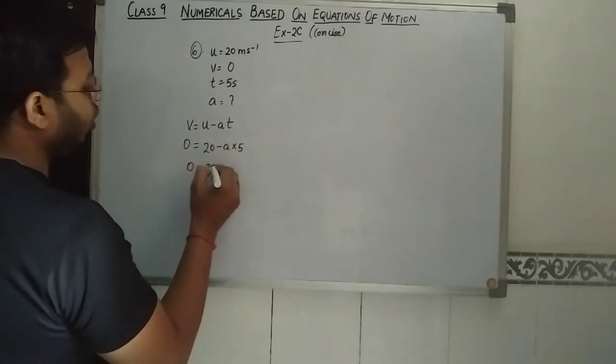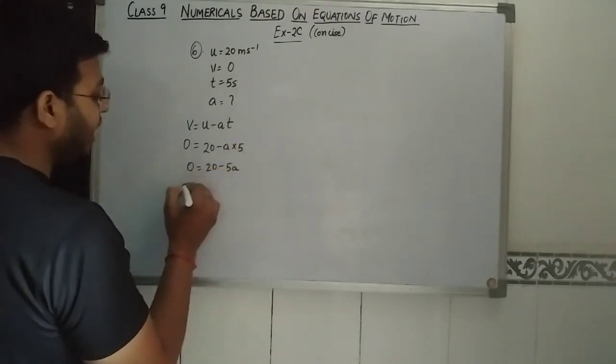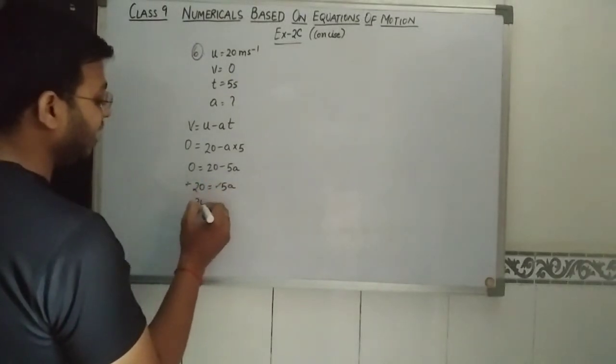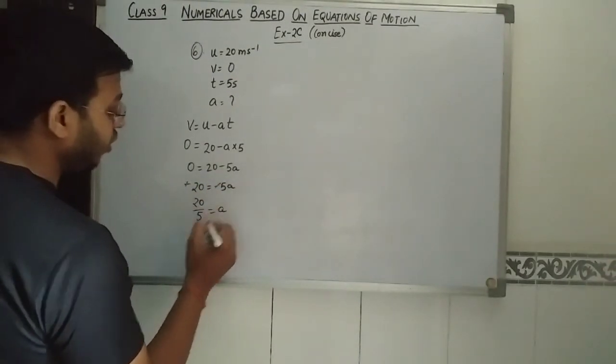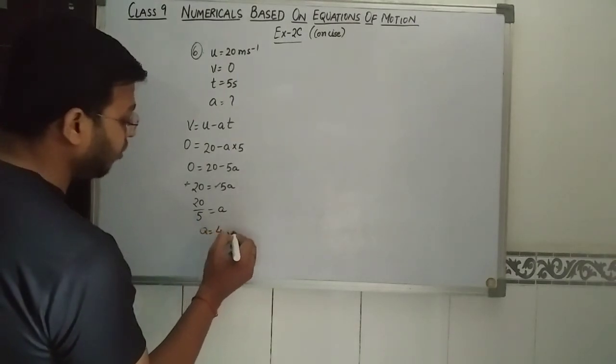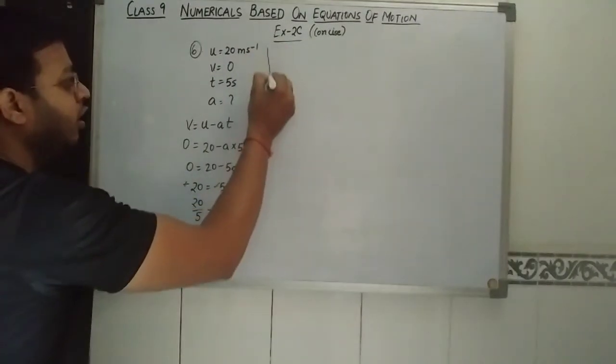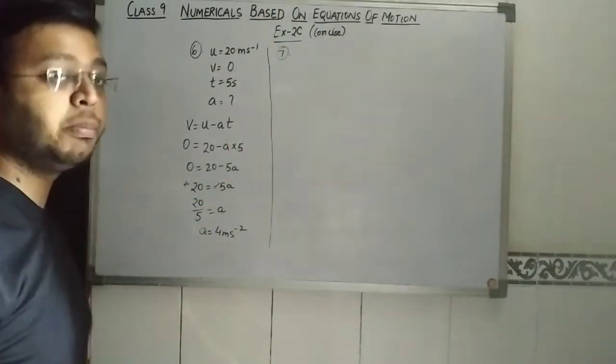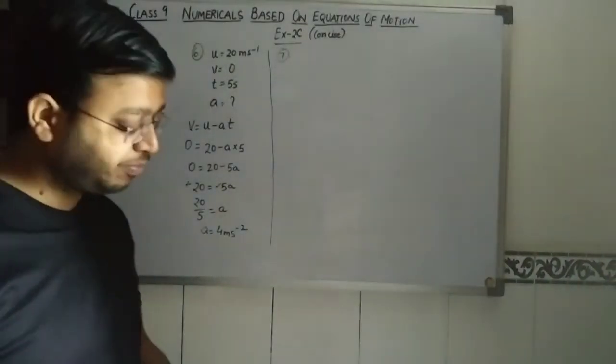So 0 is equal to 20 minus 5A. Now 20 will be displaced. Minus 20 is equal to minus 5A. Minus will be cancelled. 20 upon 5 is equal to A. So the value of A will become 4 meter per second square. So the same situation but a different equation we have to use in the question because different values are given.